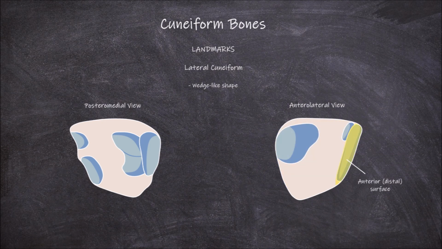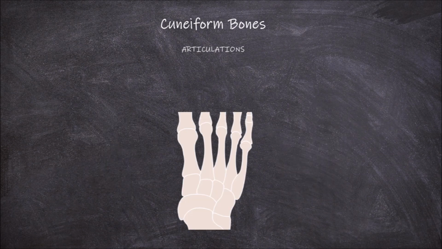The anterior surface, also known as the distal surface, has a facet on it for articulation with the third metatarsal bone. The posterior surface, also known as the proximal surface, has a facet on it for articulation with the navicular bone. Let's now look at the articulations these bones have with other bones.